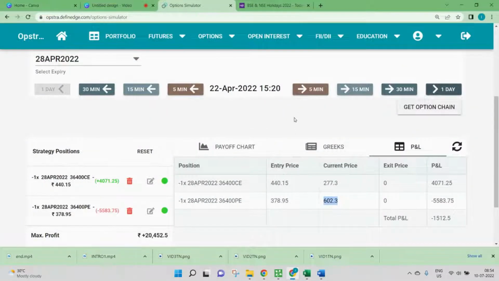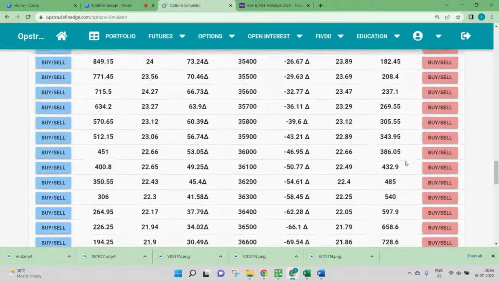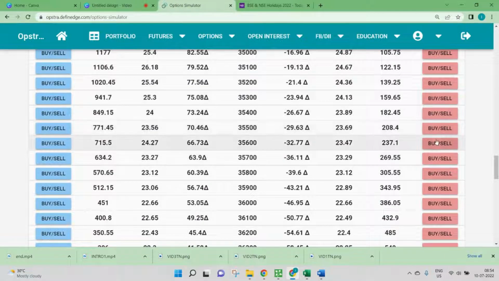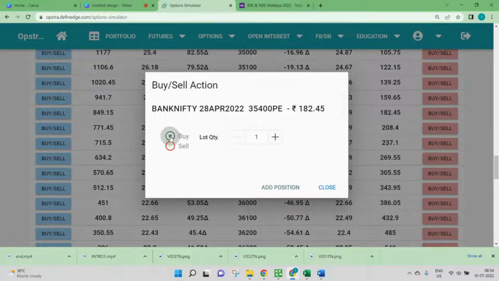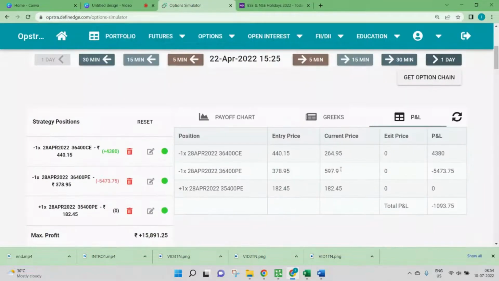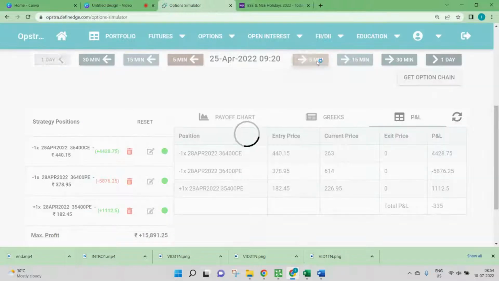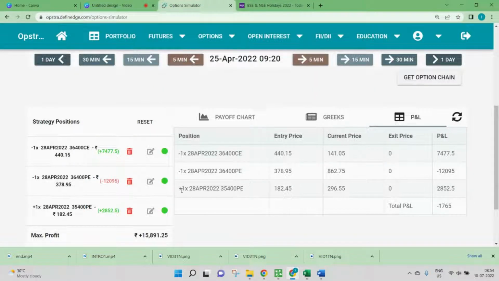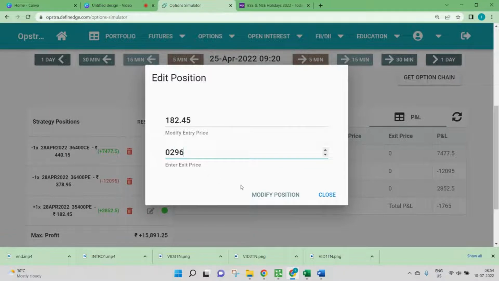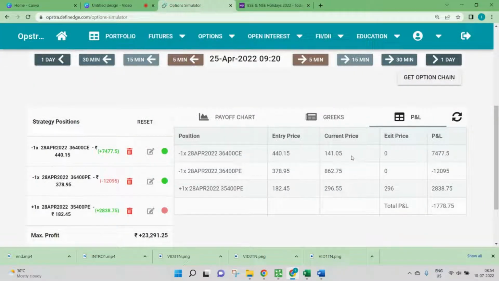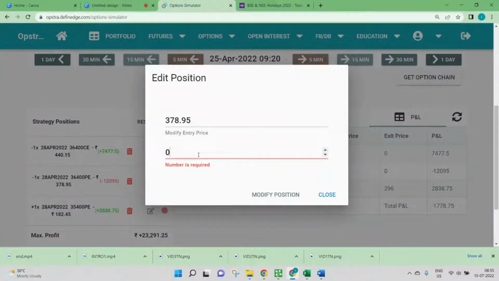So at this point, at 15:25, 3:25 p.m., our PE is more than CE. So we go for the protection. 182 by add position. We move to day end. We move to next day. So we exit the P protection here at 296. And let us check the other premiums. Other premium 862 has hit the stop loss because PE stop loss was 670, 661 to be precise. So we exit this PE also at 862.75.